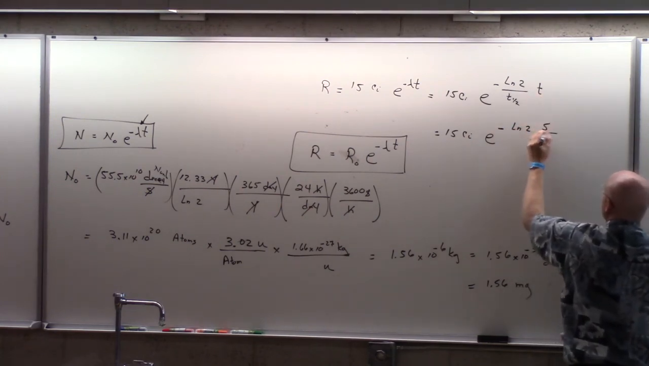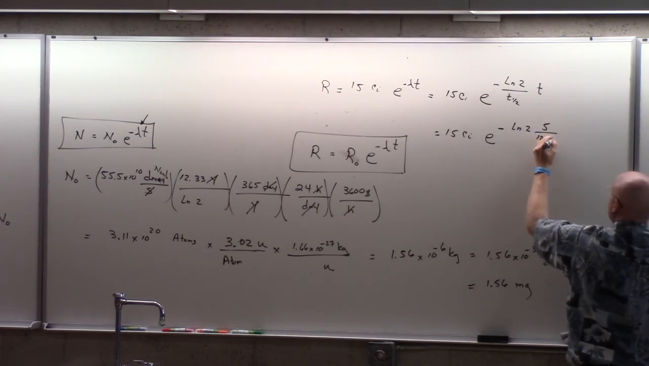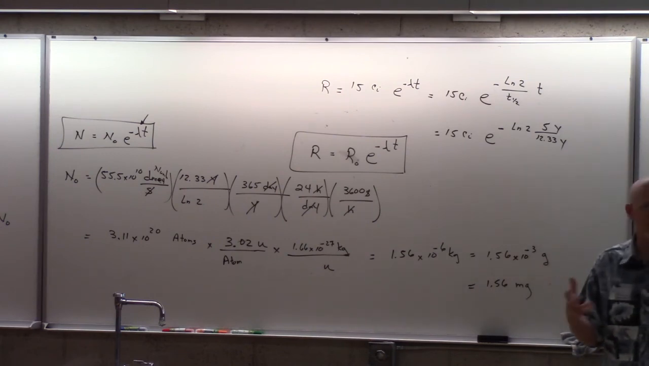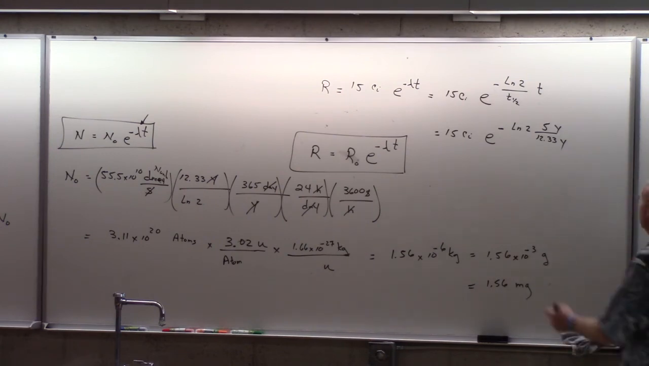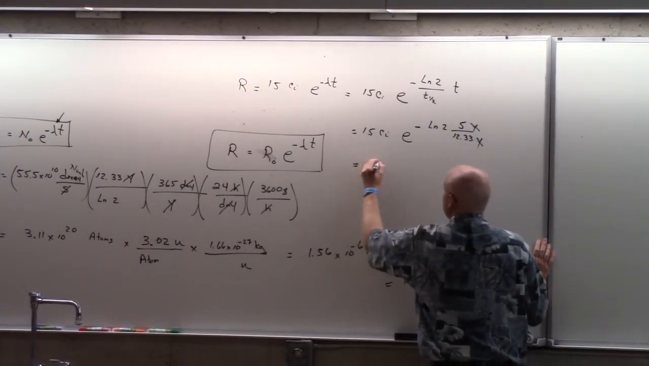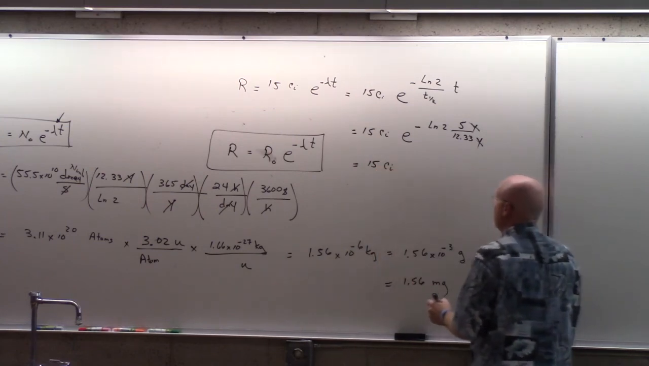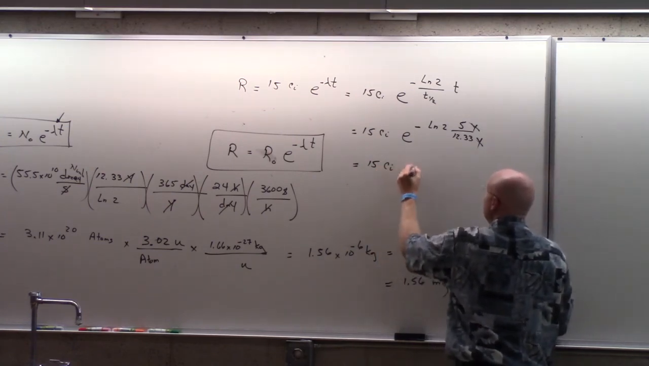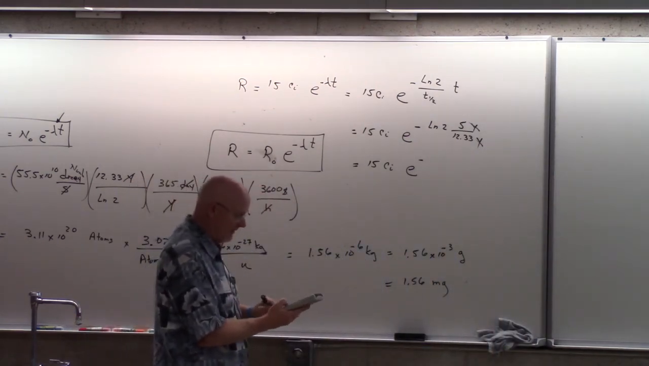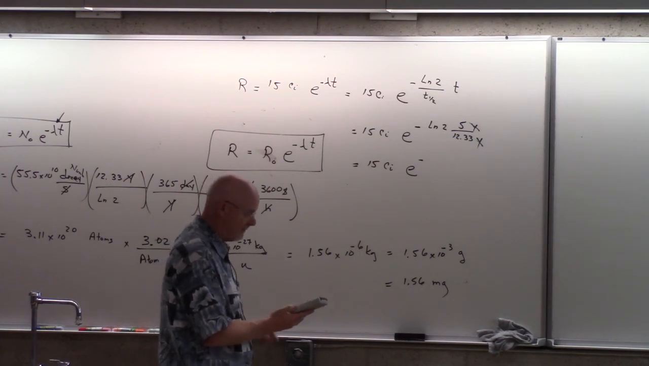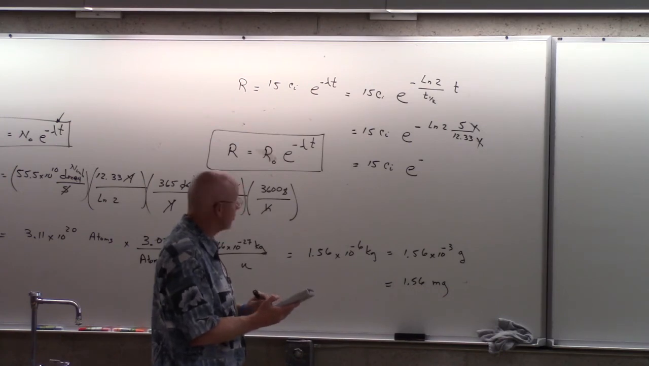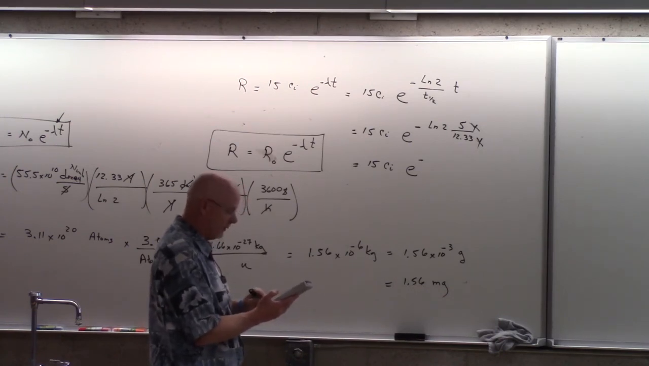This says 5 years at a 12.33 years. And since they're both in years, I don't think there's any point in converting the units to seconds, so I'll just leave them as years. So 5 years cancels with 12.33 years. So this would be 15 times e to the negative, and maybe I'll do this in 2 steps here. So if I take 5 and divide it by 12.33, then I multiply that by the natural log of 2.